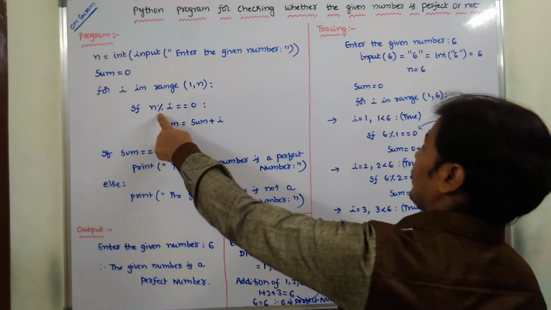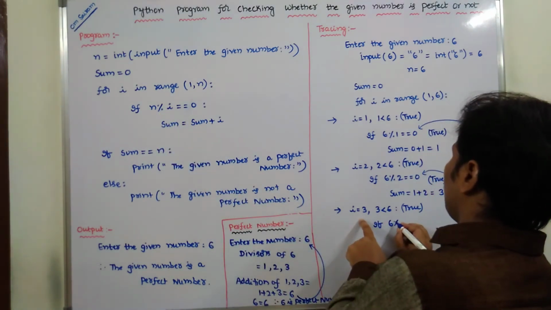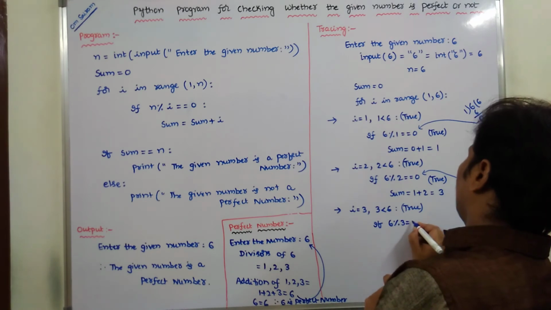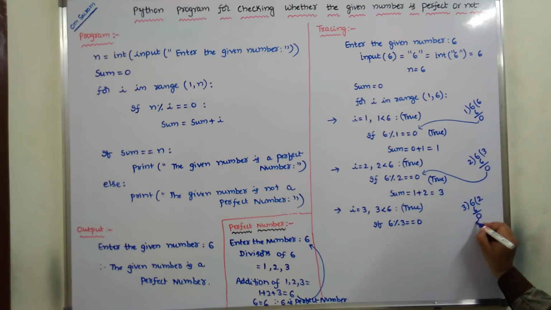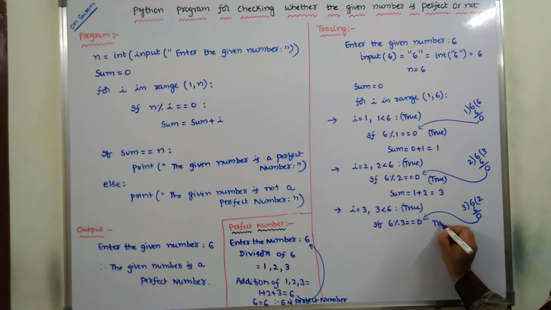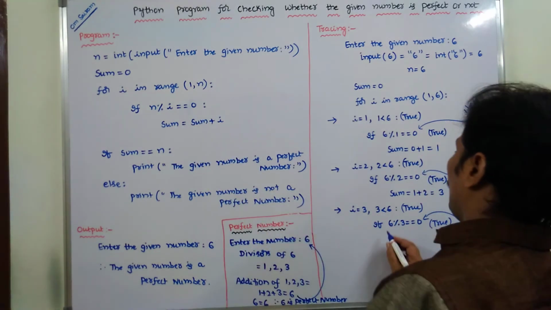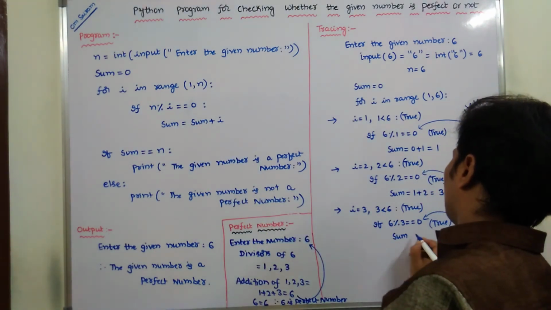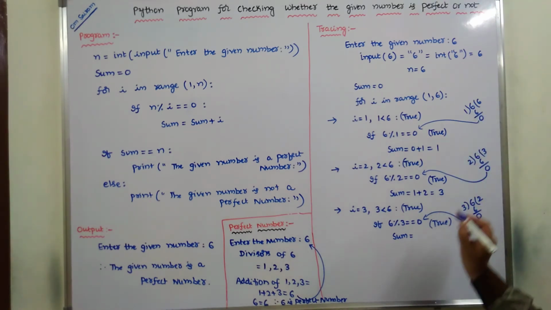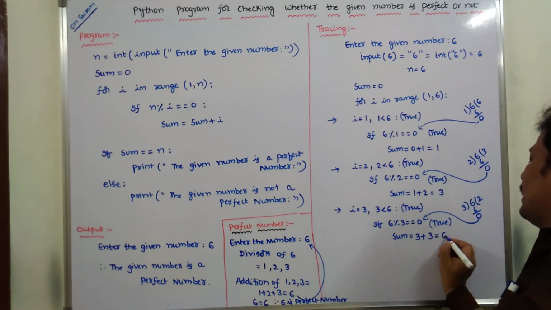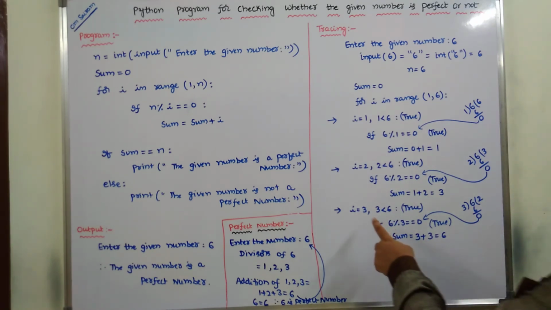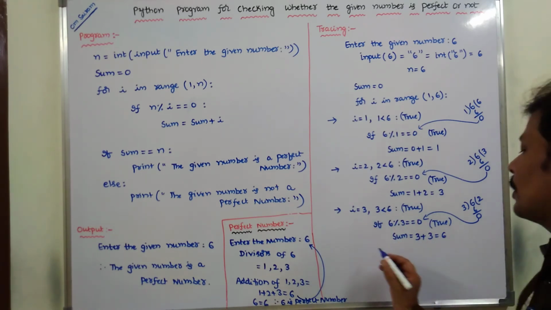If n value is 6 and i value is 3, 6 modulus 3 is equal to 0. That means 6 can be divided by 3, 3 twos are 6, the remainder value is 0. So that is true. If this condition is true, then the control goes to the body of the if block. Sum is equal to previously sum value 3, plus i value 3, that is 6. After completing the third iteration, sum is equal to 6.